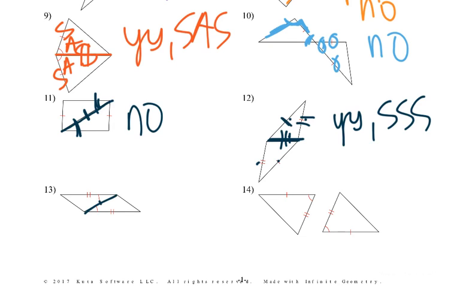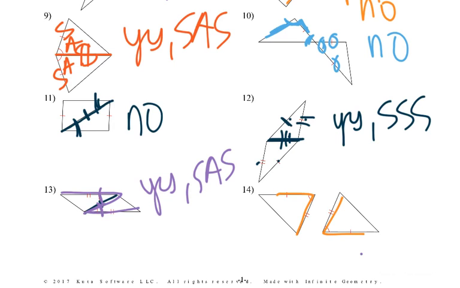Okay, 13, we share a side. It looks a lot like 11, but notice now, we've got the angles in between the two sides, so yes, by side, angle, side. Okay, number 14, we've got two sides and an angle in between, two sides and an angle in between, so yes, by side, angle, side.